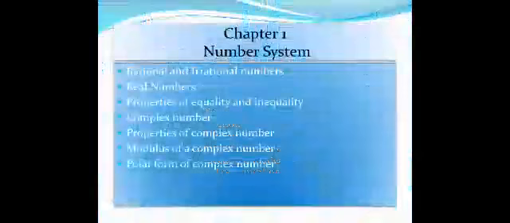Next is your outline of the first chapter. It consists of some outlines like rational numbers, irrational numbers, real numbers, properties of inequalities, complex numbers, properties of complex numbers, modulus of a complex number, polar form of a complex number.